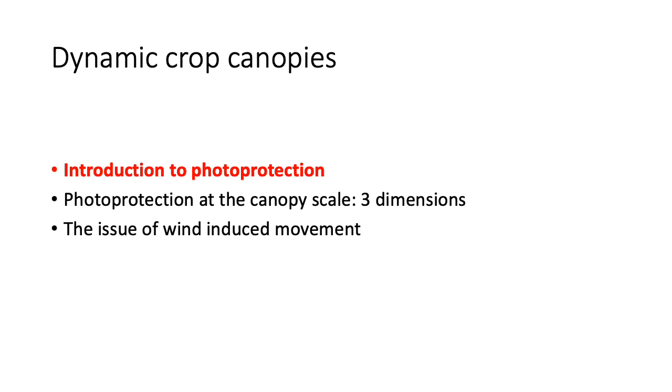I'm going to talk about three aspects of dynamic crop canopies. First of all, photoprotection with an introduction to photoprotection and how we can look at this at the canopy scale in 3 dimensions. And thirdly, I will look at the issue of wind-induced movement.